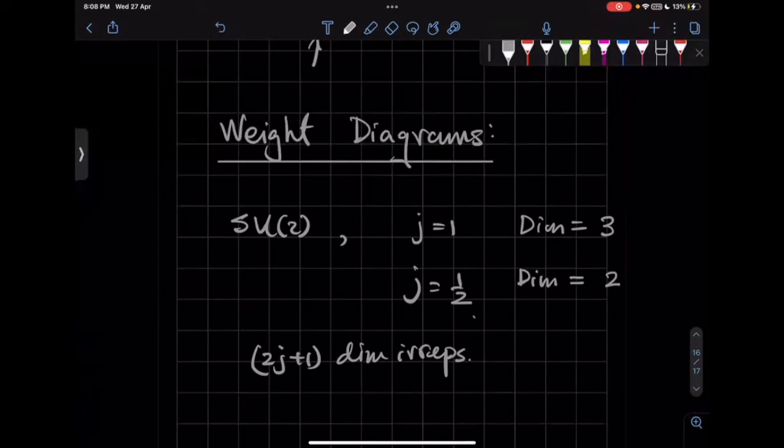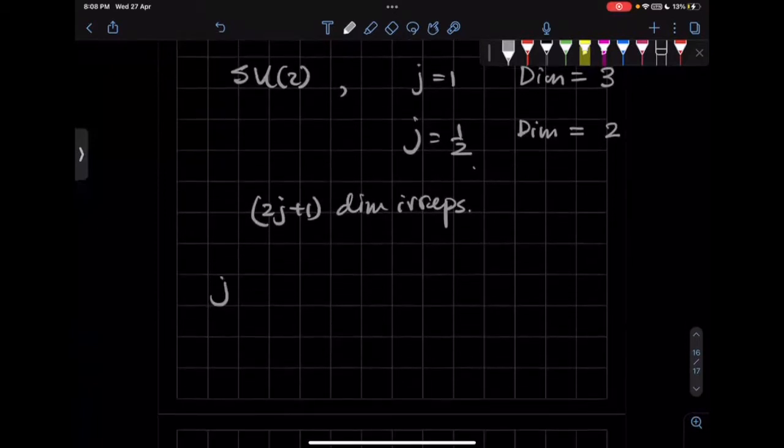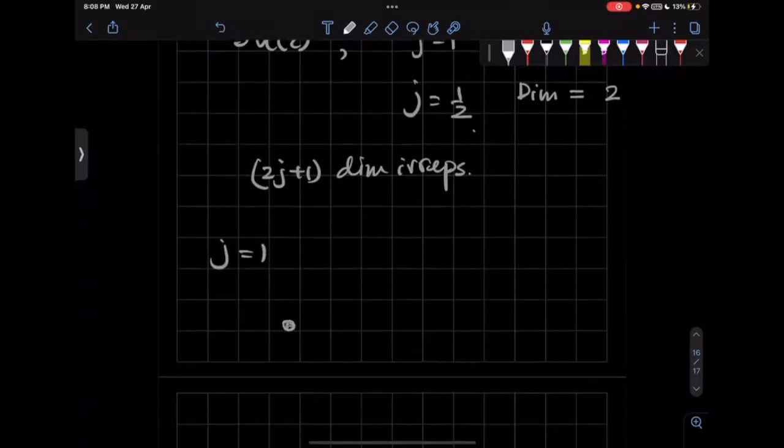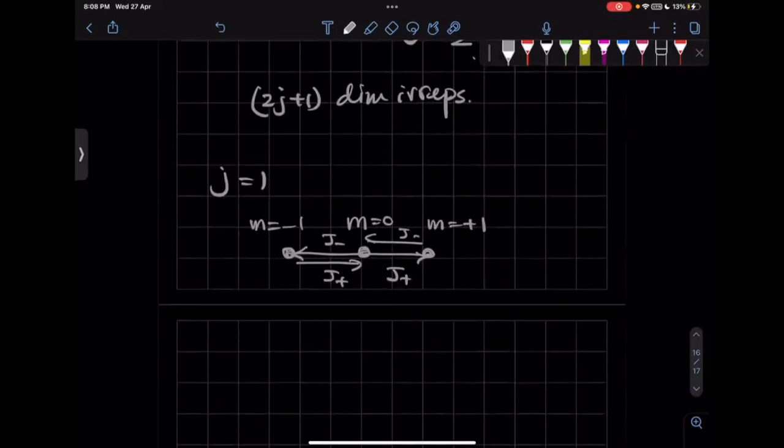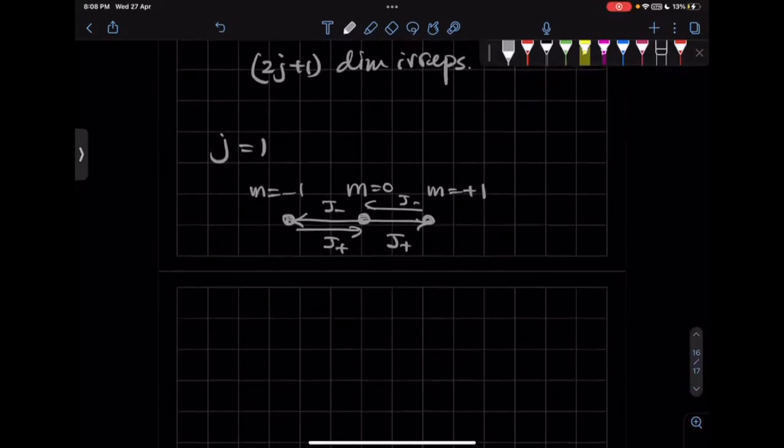Remember, so let's look at J equals 1. We had 3 states, 3 linearly independent states. One was M equals 0, one M equals plus 1, and one was M equals minus 1. And J plus took us in that direction, and this was J minus, right? So this was J equals 1. And the fundamental representation was just 2, right? That's just M plus half and M minus half. J plus took us that way, J minus took us that way.